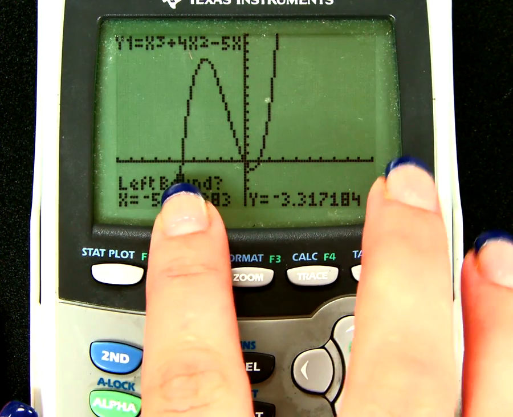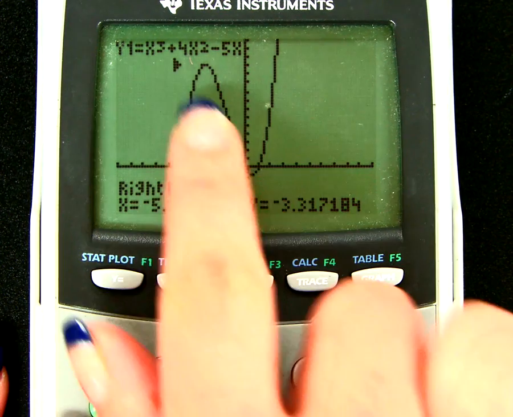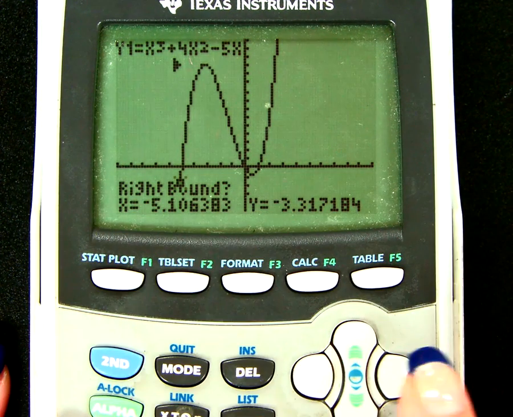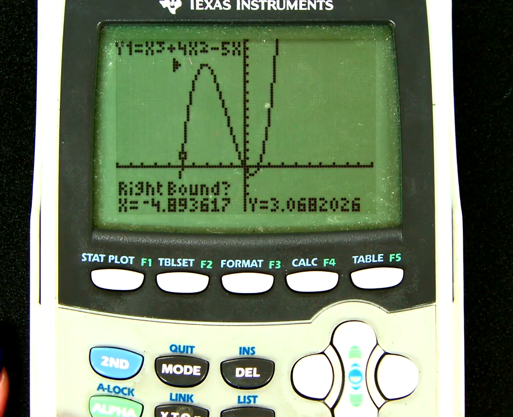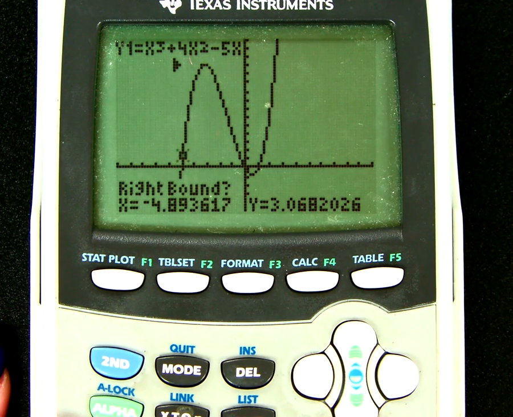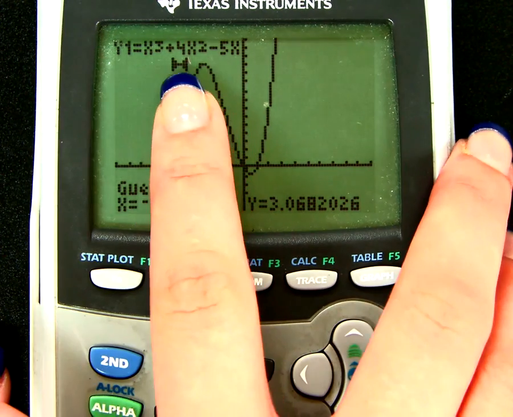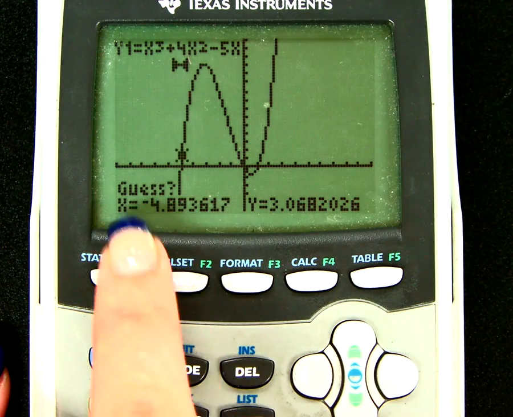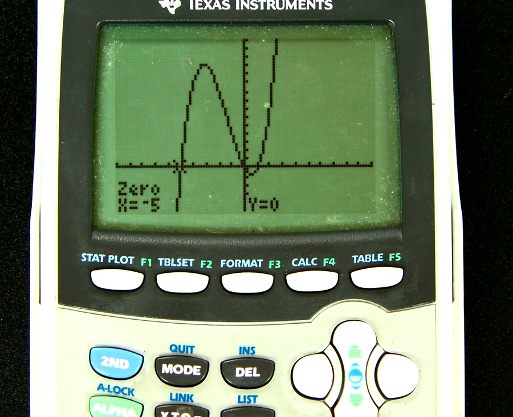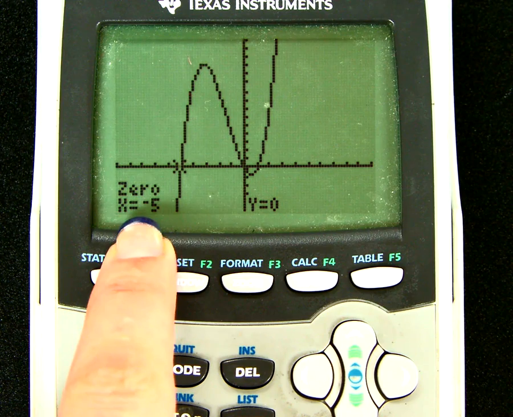Okay, so here's my cursor. So I'm going to press enter, and we should see that little arrow pop up. And then now it's asking for a right bound. So I'm going to arrow over so that I'm on the right side of the 0. So that means being above the axis in this case. Press enter. So again, notice how the second arrow popped up. And then we just press enter whenever it says guess. Okay. So our first answer for the 0 is going to be x equals -5. So on our piece of paper, we're going to record this number.